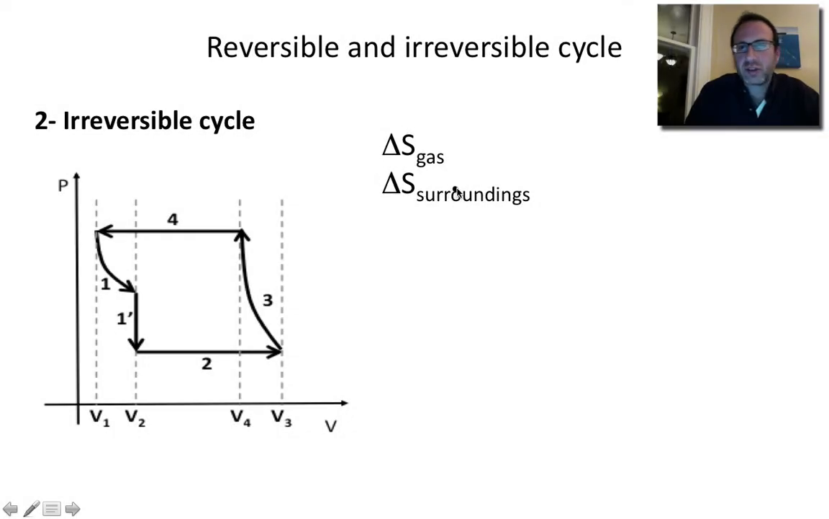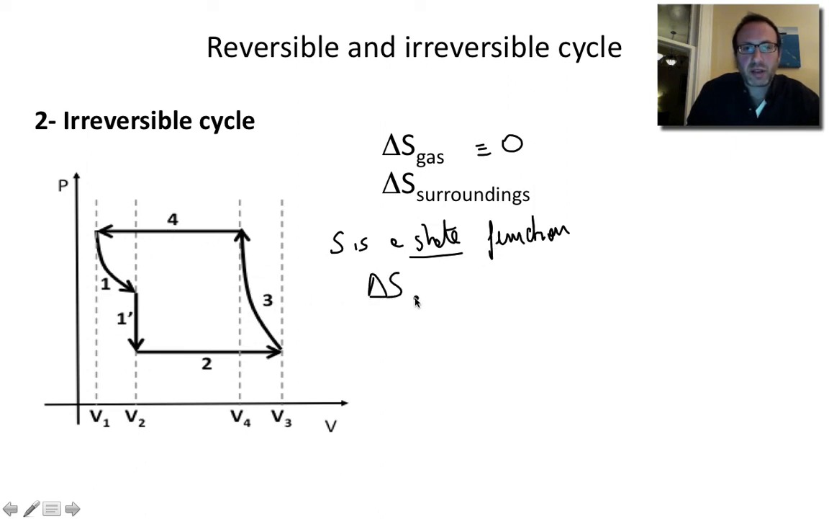Okay, what is delta S gas and delta S surroundings? The gas goes through a cycle. S is a state function. So remember, it doesn't really matter whether the cycle is reversible or not. Delta S of the gas will be equal to 0. Now, the cycle is irreversible, and so delta S of the universe has to be positive. And so you conclude that delta S surroundings has to be positive as well.